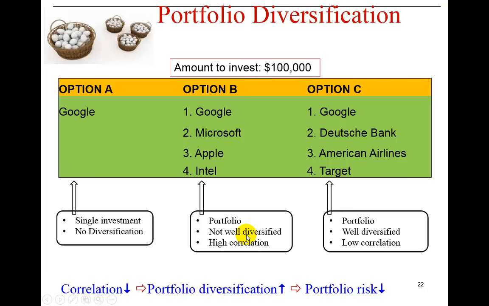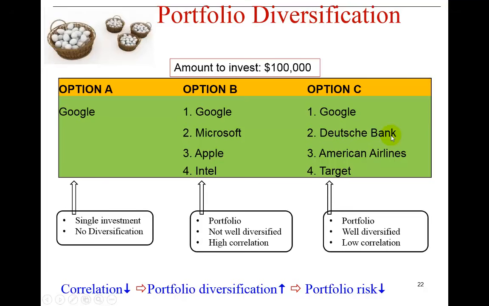As I note here, these are all high-tech stocks. As a result, it is very likely that the types of risks that are inherent in Google are also going to be largely the same with Microsoft, Apple, and Intel. So although you have chosen a portfolio which is an investment in two or more securities, you really are not well diversified, and therefore you're not going to hedge much of any risk. The reason being that these four securities here are highly correlated. So the higher the correlation coefficient, the less diversified a portfolio is.